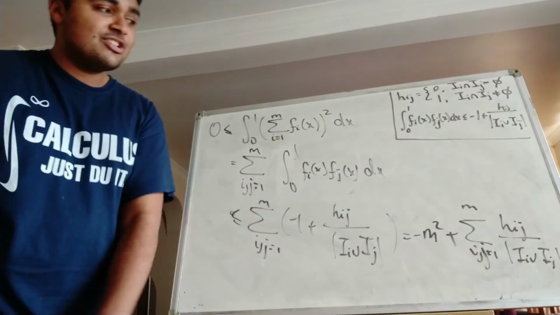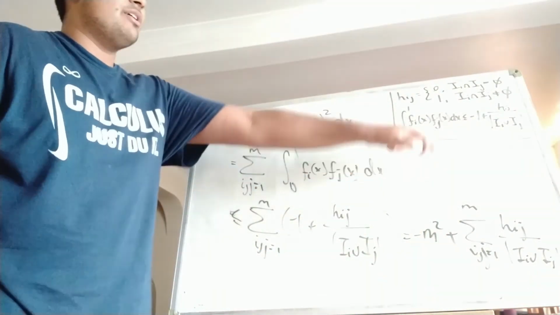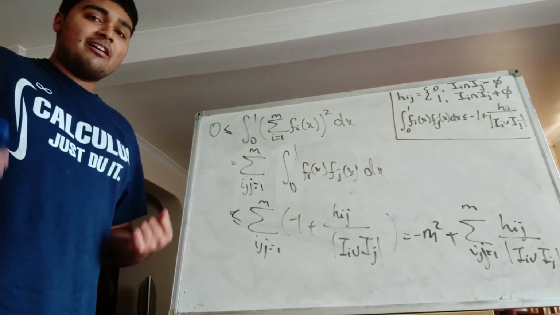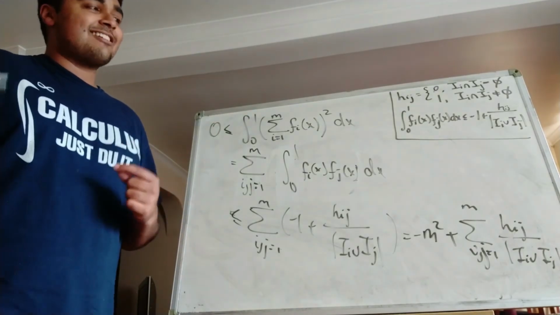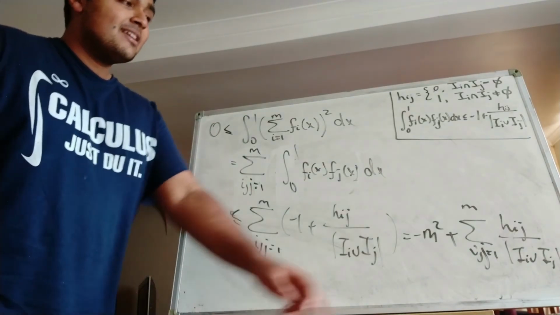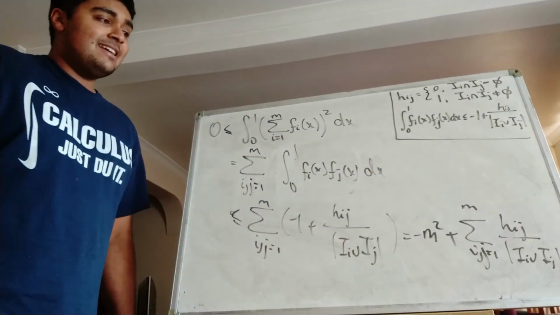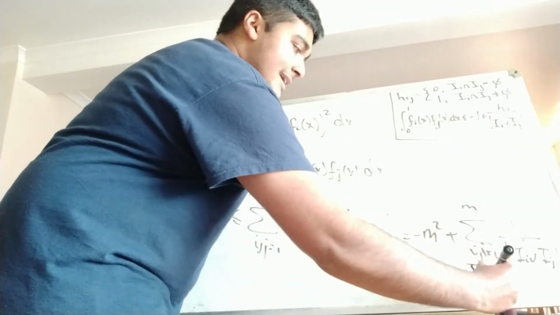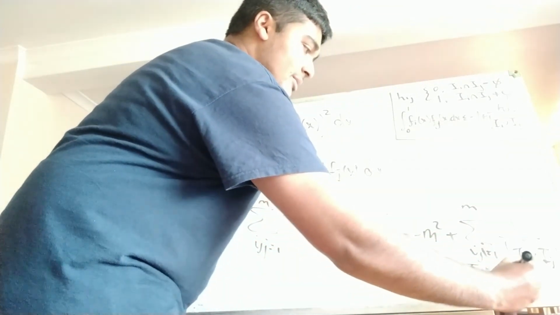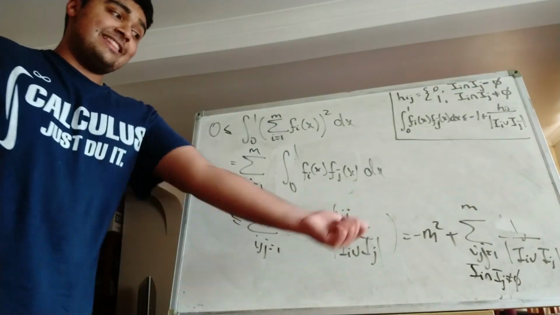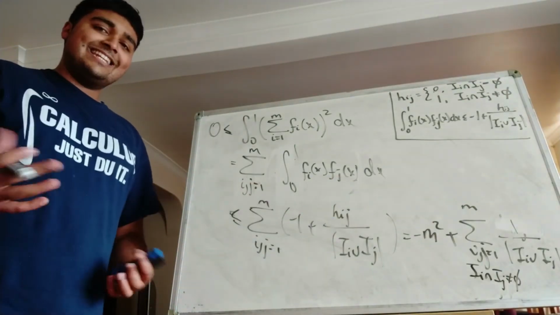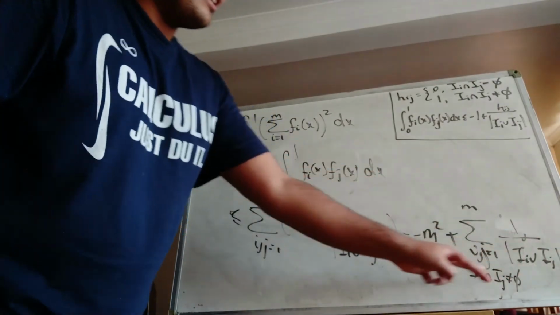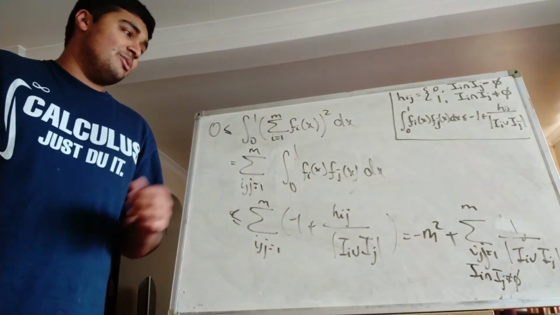Now focus on this summation term. h_ij is 0 whenever the intersection of I_i intersect I_j is the empty set, so we only need to focus on when it's not the empty set. So if we write this as a 1, and then change our indexing to I_i intersect I_j does not equal the empty set, and now bring the m squared onto the left-hand side, we get the inequality we want to prove: that this summation here is bigger than or equal to m squared.